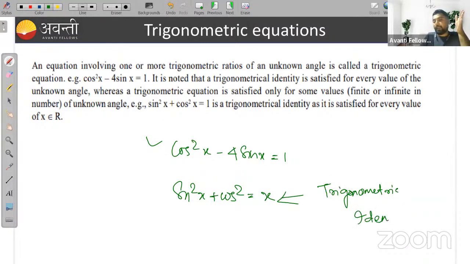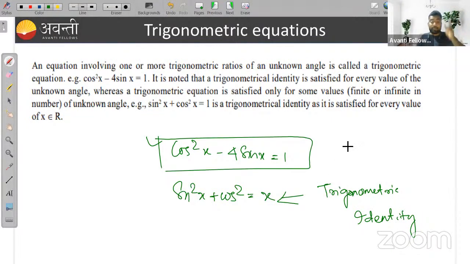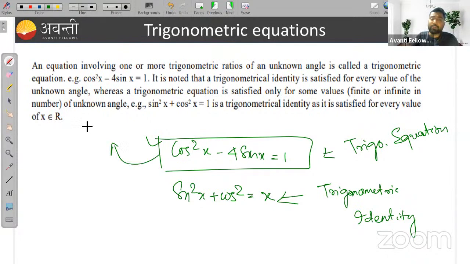It's a trigonometric identity, and this is a trigonometric equation. Okay. So what is the difference between an equation and an identity? This equation has one or more solutions. Maybe one solution, maybe two solutions, maybe infinite. But what is an identity here?